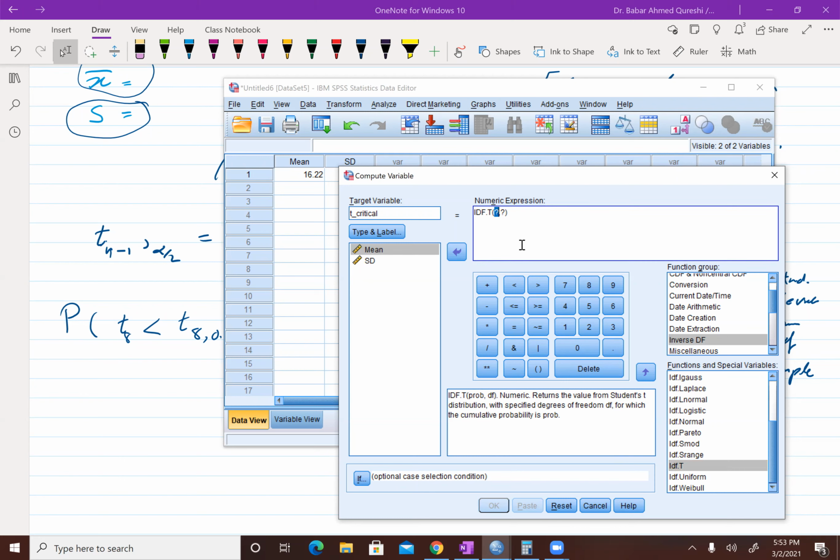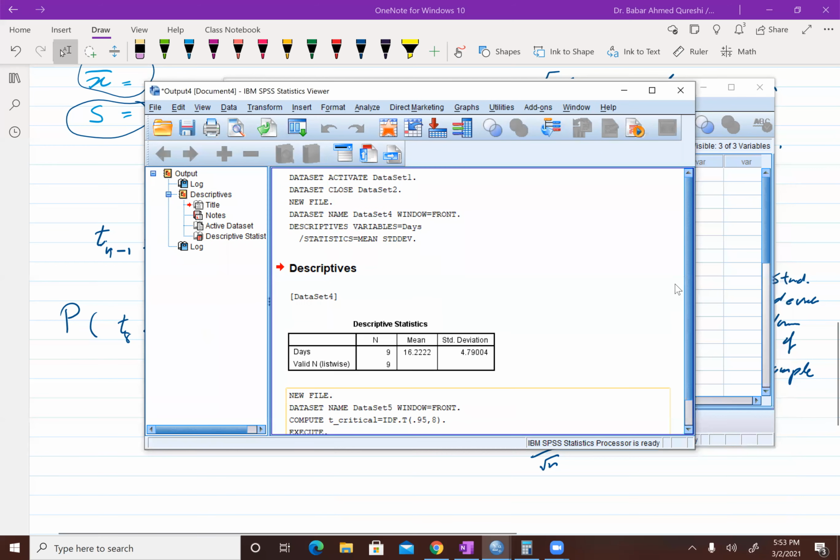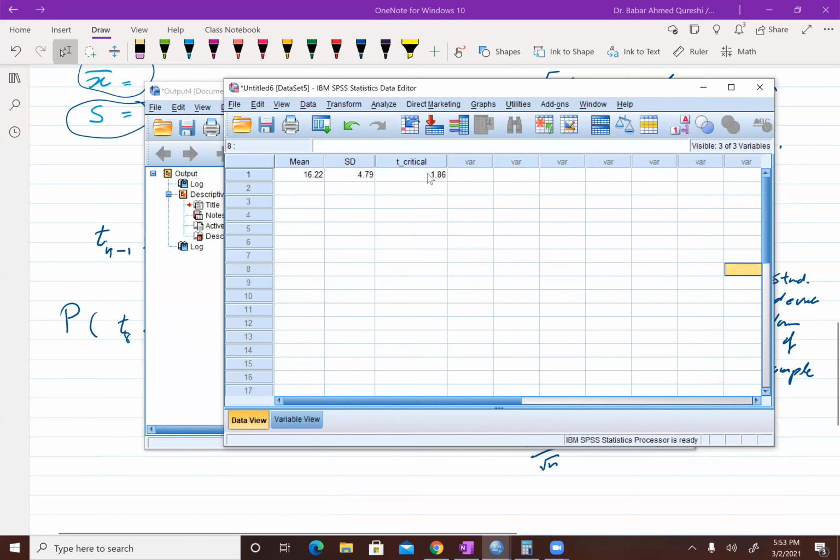And for us, the probability is 0.95, because that's 1 minus alpha over 2. And the degrees of freedom for us were 8. N was 9, so n minus 1 is 8. And I store it in this new variable, t critical. And you just press OK. And it appears over here.